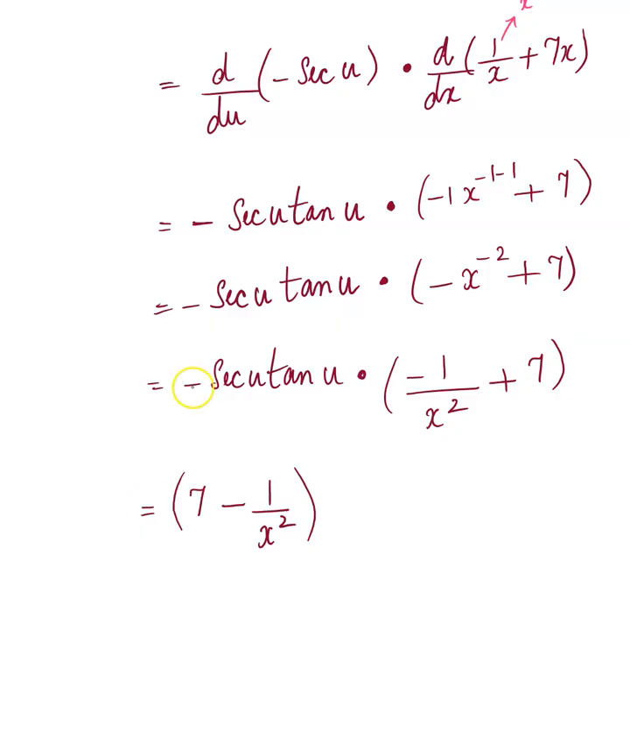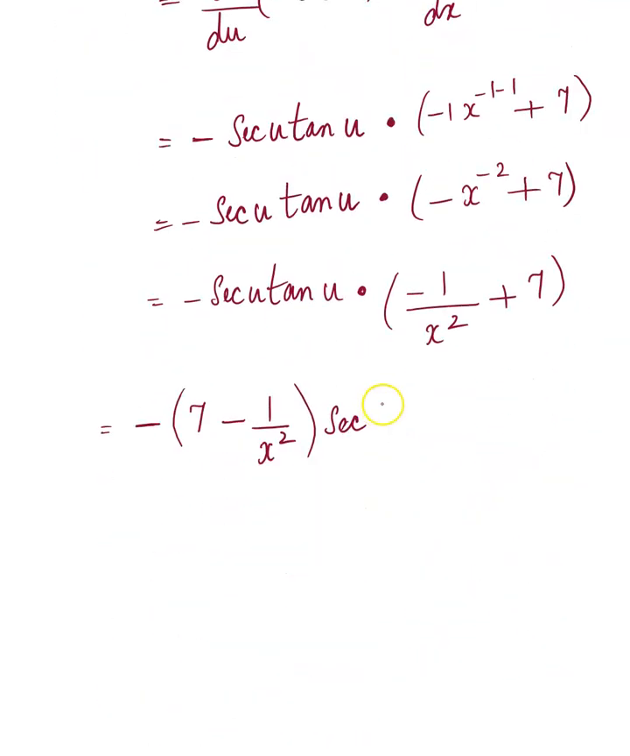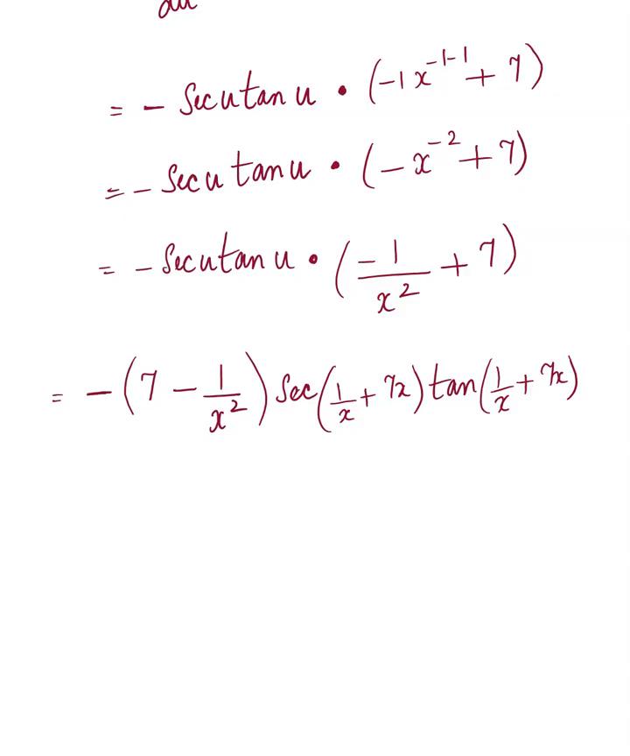And then there is this negative secant u tan u, so I can put it out here like this. And then secant u. What is u? u is 1 over x plus 7x. Tan of 1 over x plus 7x. I know it looks incomplete for some reason, because you have that huge expression following the secant and the tan, but that's the angle there, and you don't have to worry about expanding it or doing anything to it. Just leave it like that.